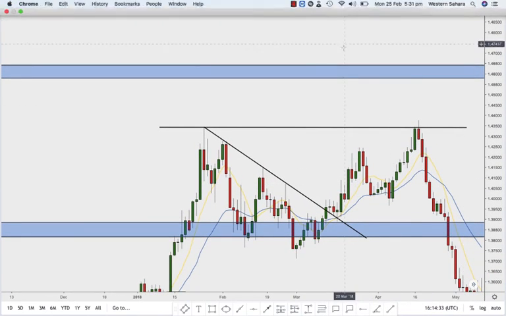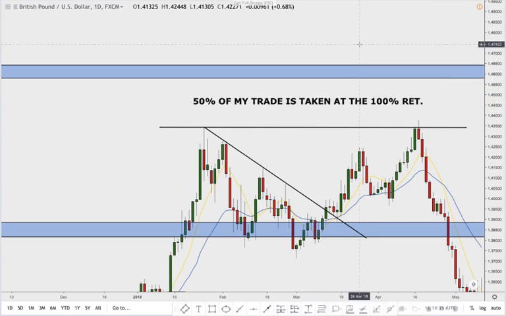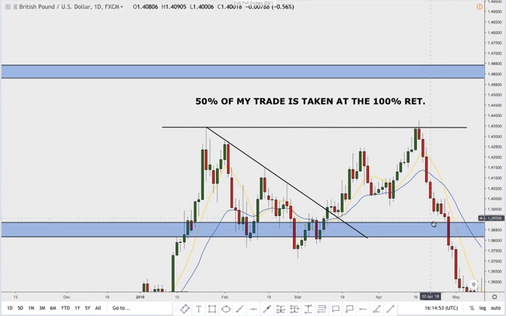Bring you down. Good. 50% of my trade is taken at the 100% retracement, as you can see here. So I take out 50% of my trade here. And look what happens after I take out 50% of my trade. The market starts to belt all the way back to the downside, and literally comes out to take out my stop loss.